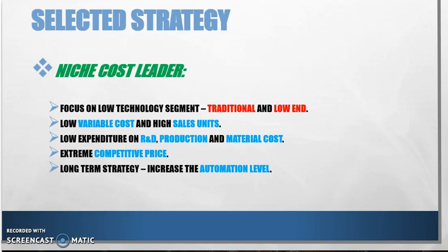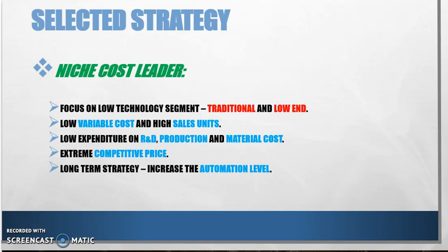The strategy we used during 2 years is a combination between need cost leader and need differentiator with product life cycle focus. Need cost leader is mostly applied for low technology segments, such as traditional and low end. These segments have low variable cost and high sales units, from 30% to 40% of total industry, so they are definitely profitable markets that will have high contribution margin and profit compared to other segments.